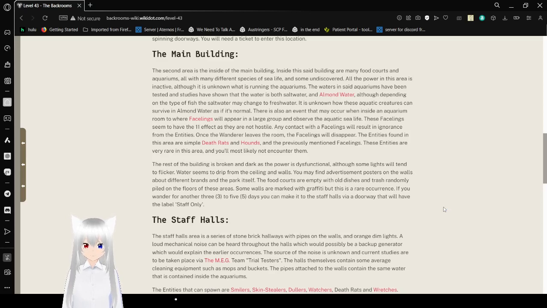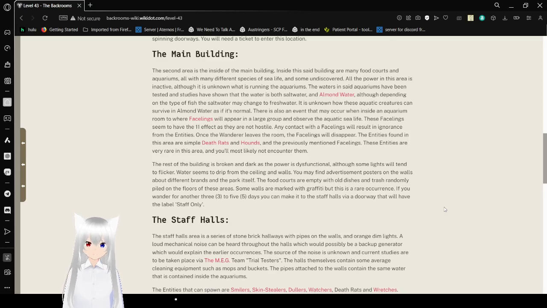There is also an event that may occur in said aquarium rooms where facelings will appear in large groups and observe the aquatic sea life. These facelings seem to have the level effect, as they are not hostile. Any contact with the faceling will result in ignorance from the entities. Once the water leaves the room, the facelings will disappear.